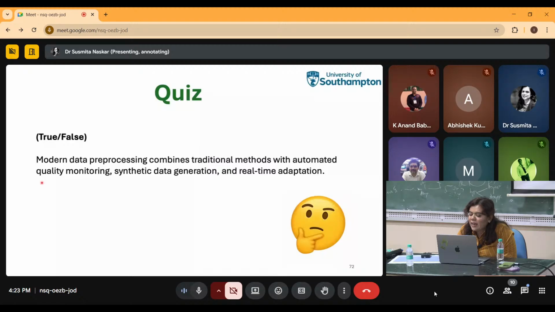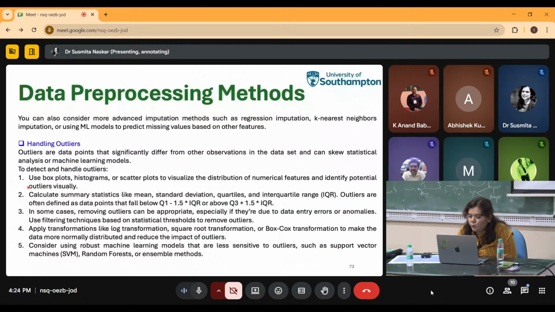And then apply transformations. Transformations such as log, square root and Box-Cox normalize the data, and we can reduce the impact of the outliers without removing the data points. And when the outliers are unavoidable and you cannot remove that data, what we generally do is consider models that are less sensitive to them, like SVM, support vector machines, or random forest or ensemble methods. These can handle the irregularities better.